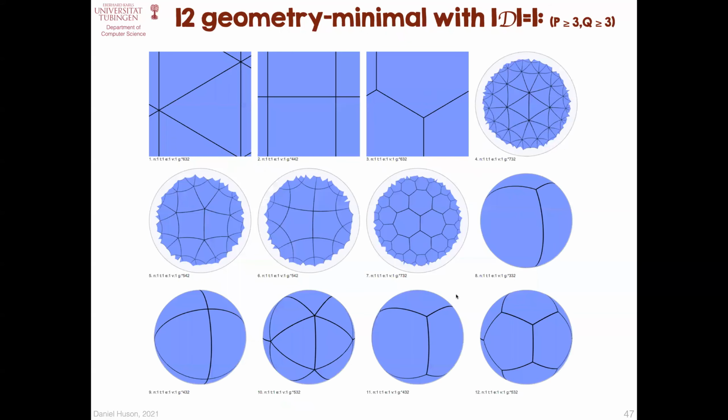Okay, so now with those definitions, we can come to the classification of geometry minimal tilings with dress complexity 1, and now we're looking at everything with P at least 3, so we're not looking at the digon case. And there are exactly 12 such tilings. As I said, some of these represent infinite families, and that's why we introduced geometry minimal. So there are 12 of those.